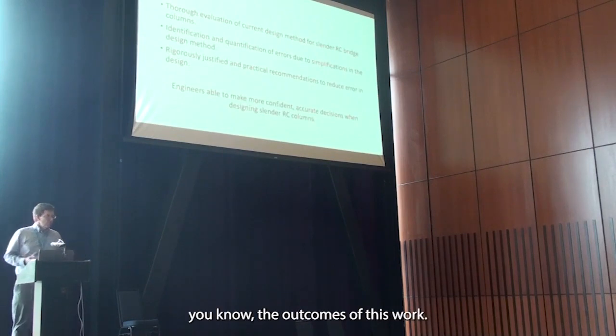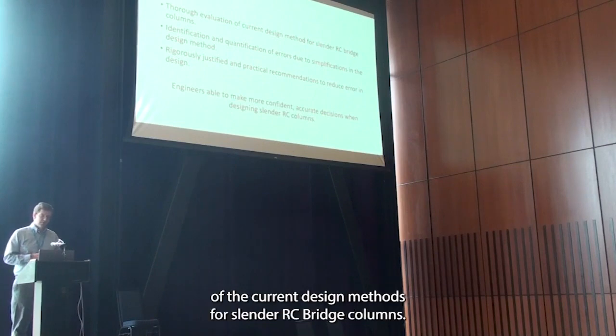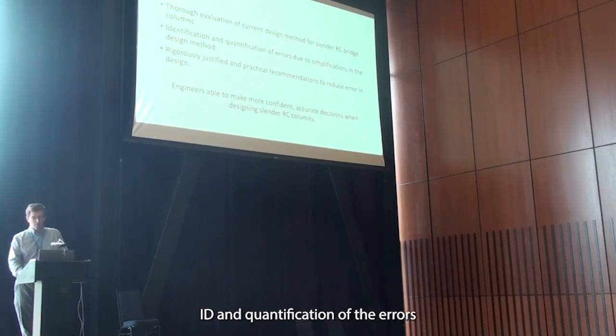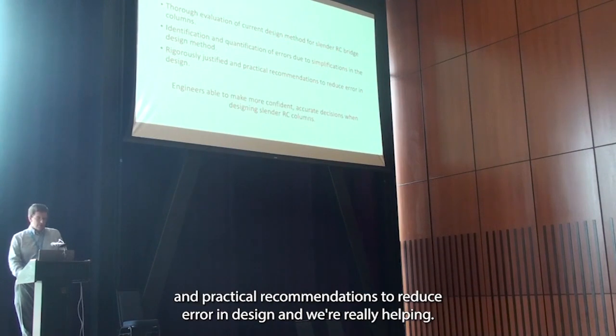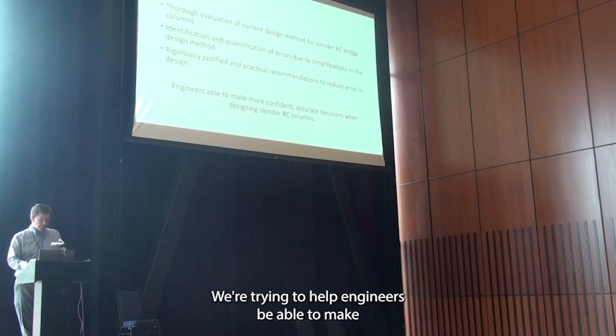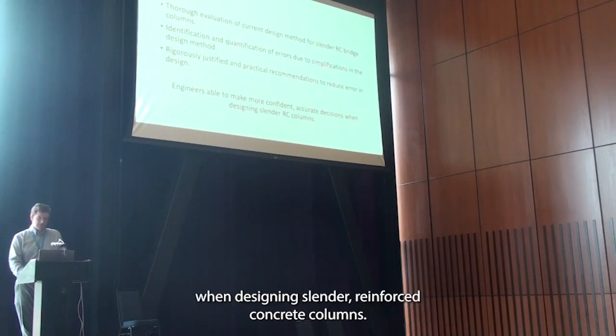The outcomes of this work, what Caltrans is getting here, is a thorough evaluation of the current design methods for slender RC bridge columns, identification and quantification of the errors due to simplifications in the design method, and rigorously justified and practical recommendations to reduce error in design. Overall, we're trying to help engineers make more confident and accurate decisions when designing slender reinforced concrete columns.